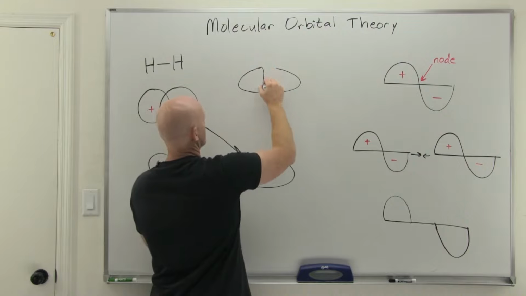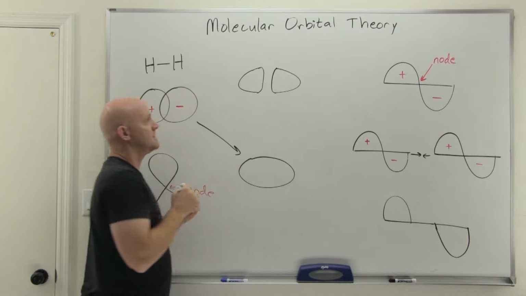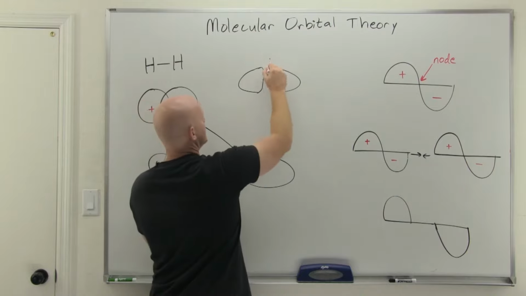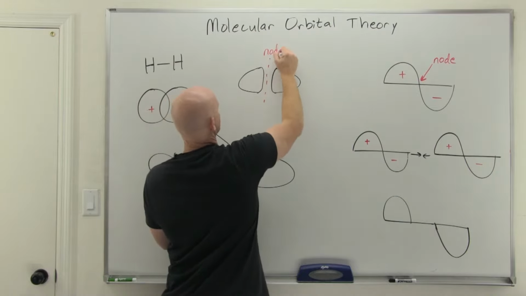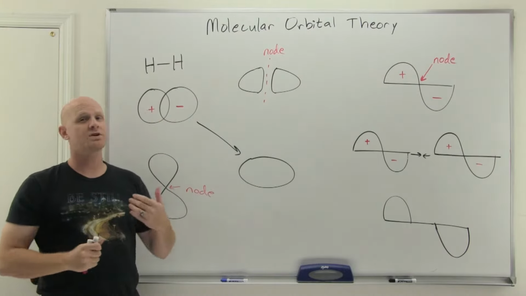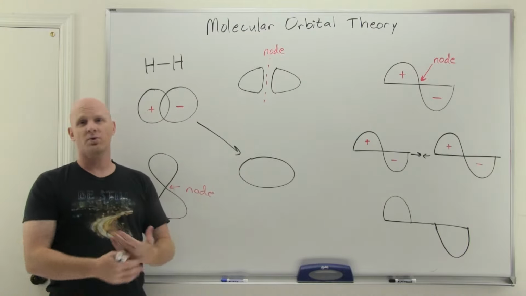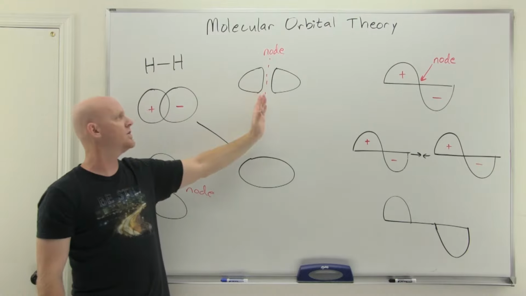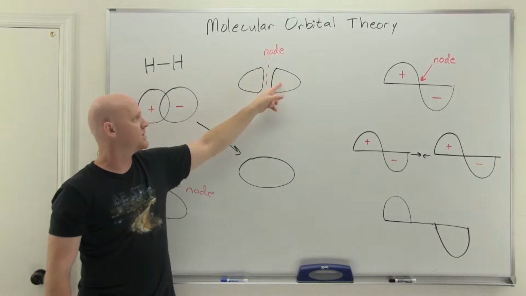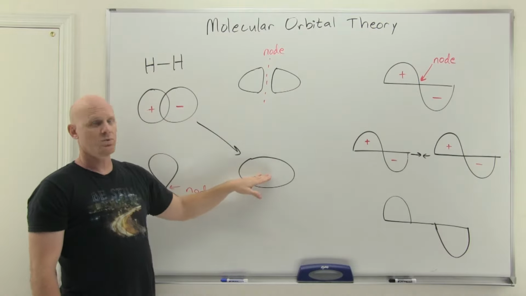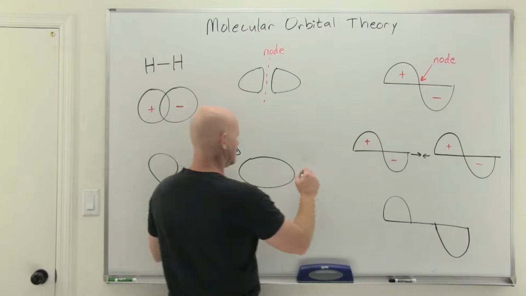And so you get something looking like this. This is one orbital. It's got two little regions here, but we just created a brand new node. So constructive overlap creates no node, but destructive overlap is always going to create a node right down the middle between the two nuclei. Cool. We call this lower energy one a bonding molecular orbital.